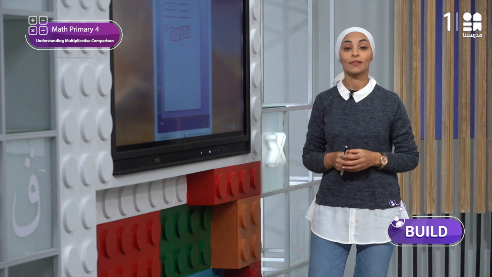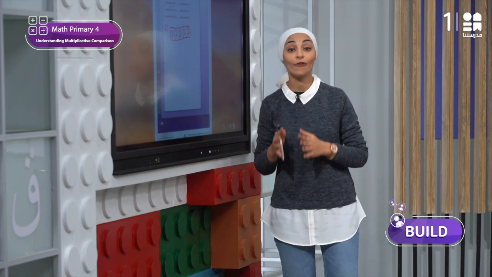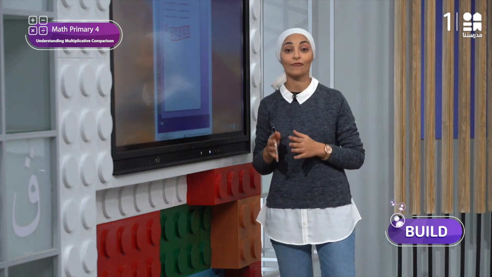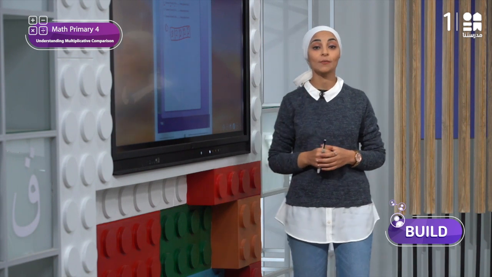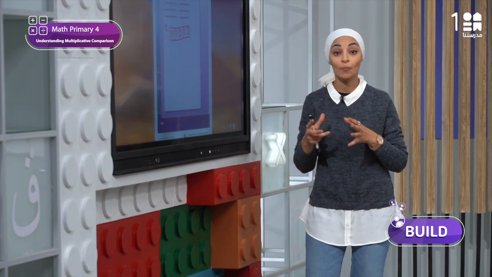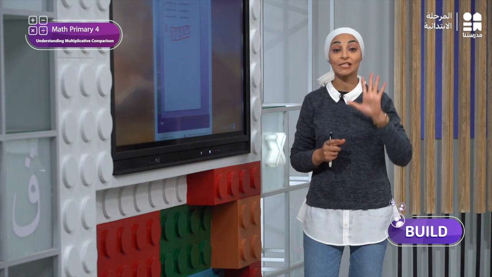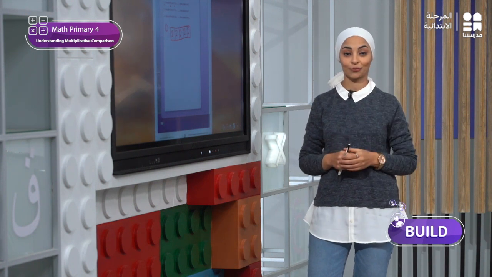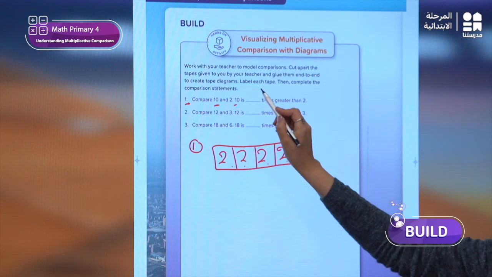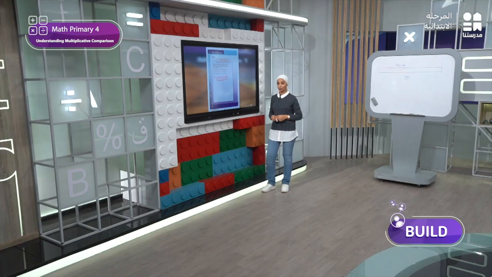يبقى 2 plus 2 plus 2 plus 2 plus 2 gives me 10. This means what? This means إن 10 have 5 2's. 10 عندها 5 2's. So how many times is 10 greater than 2? هي 10 أكبر من 2 بقد إيه؟ 10 is 5 times greater than 2.